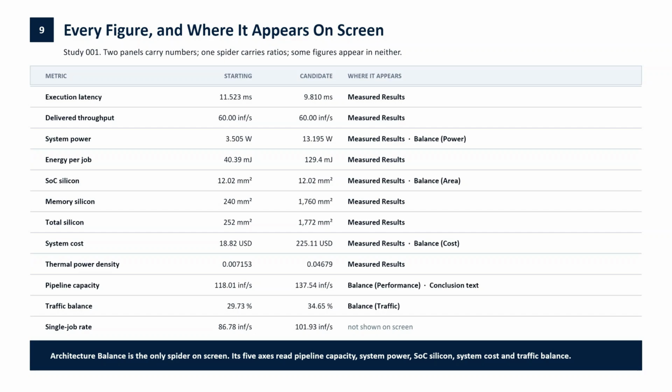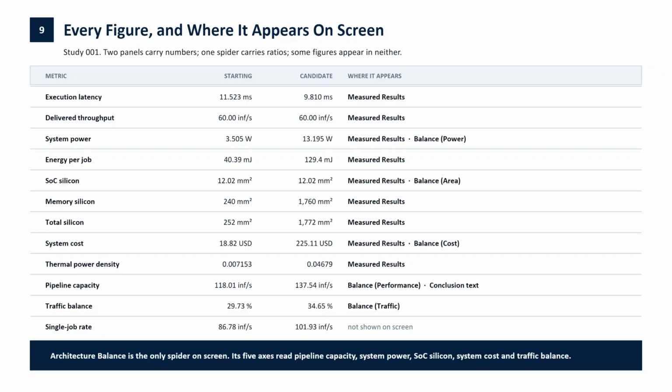System power increases from 3.505 watts to 13.195 watts. It appears both in the measured results table and on the power axis of architecture balance. Energy per job increases from 40.39 to 129.4 millijoules and appears only in the measured results table.